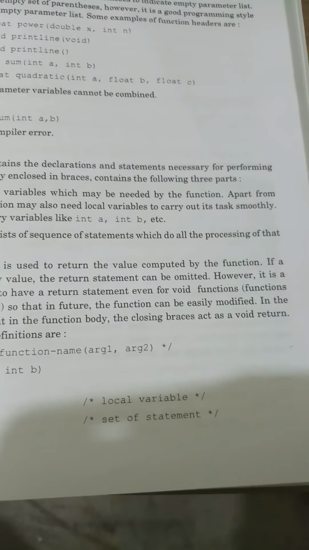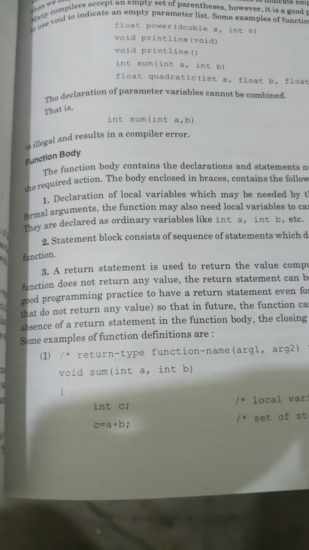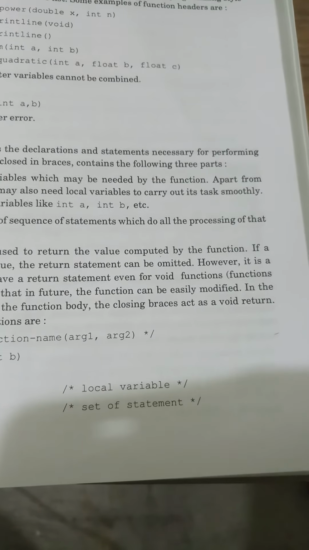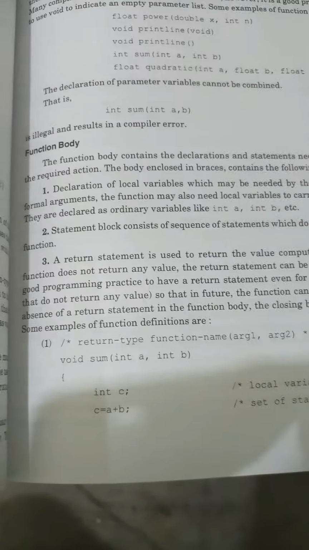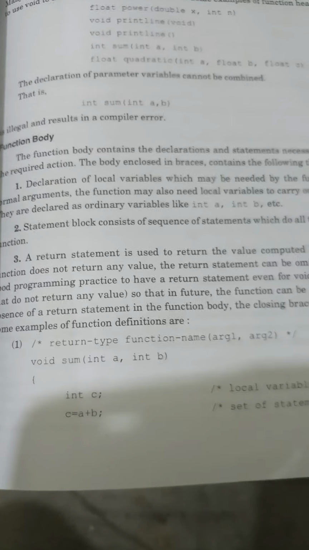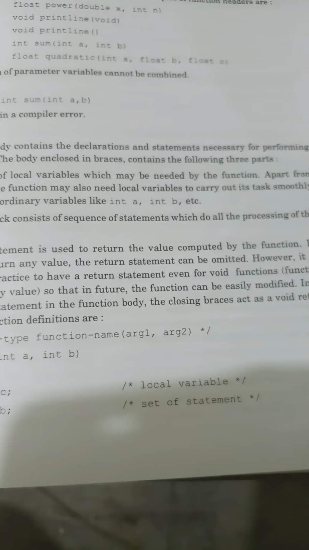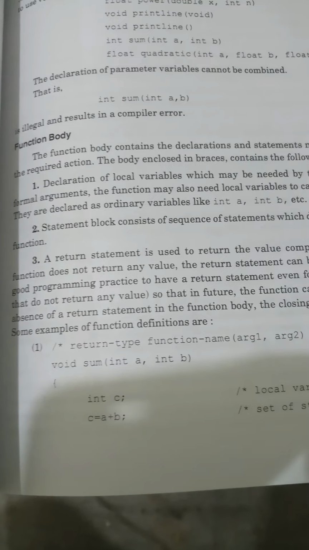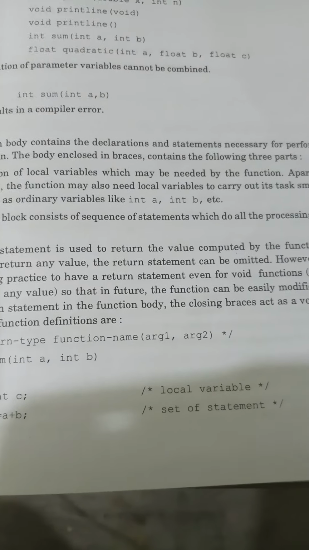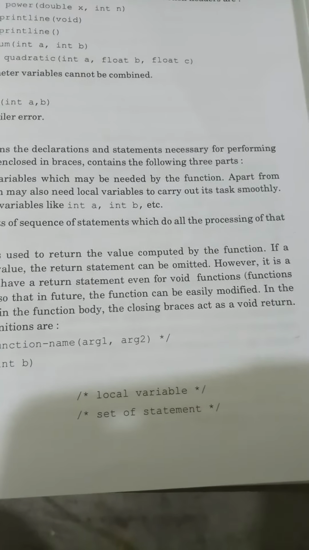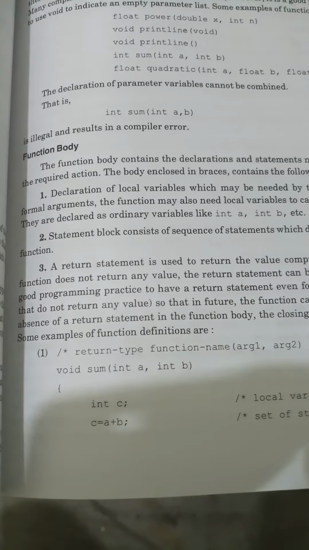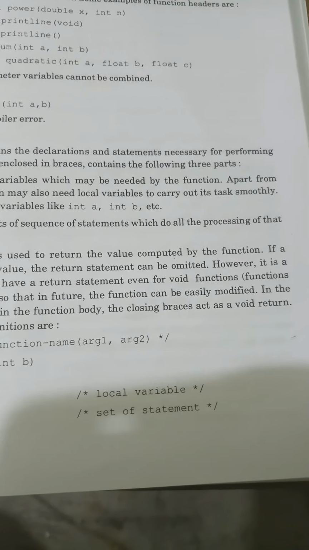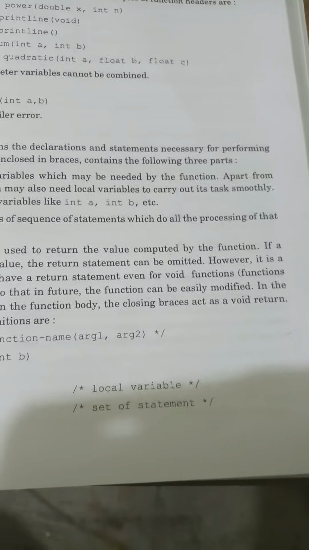The function computes, and then returns. If a function does not return any value, the return statement can be omitted. However, it is good programming practice to have a return statement even for void functions that do not return any value, so that in future the function can be easily modified. In the absence of a return statement in the function body, the closing brace acts as a void return.